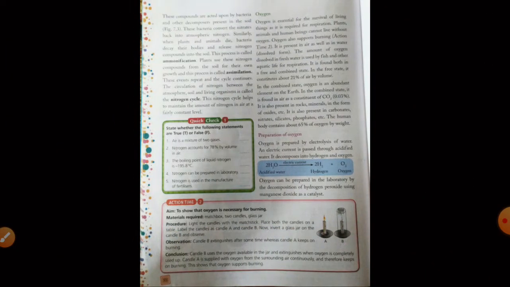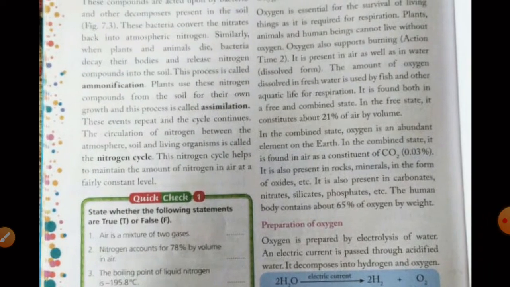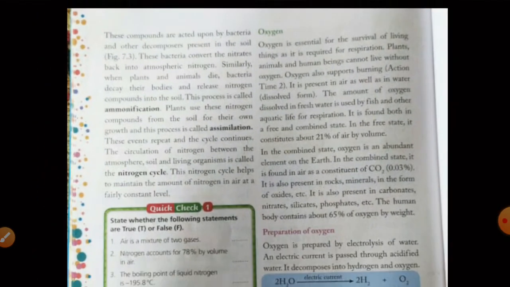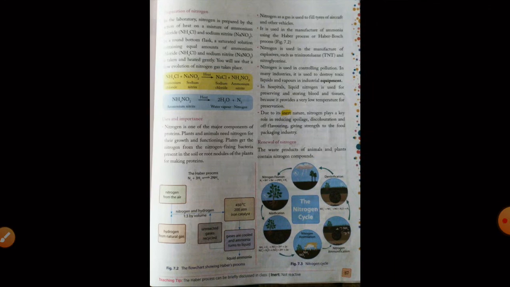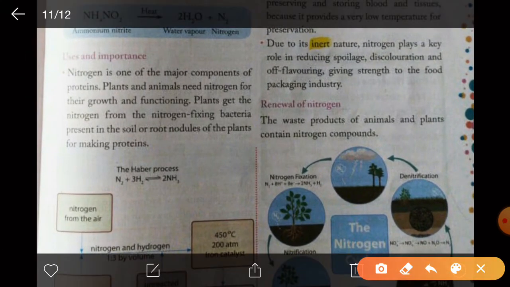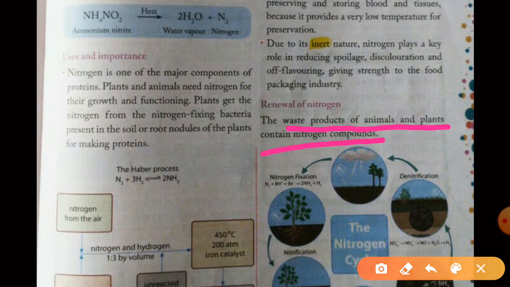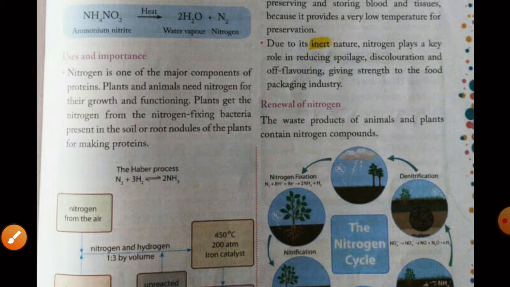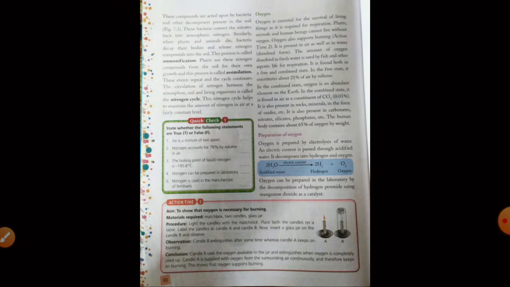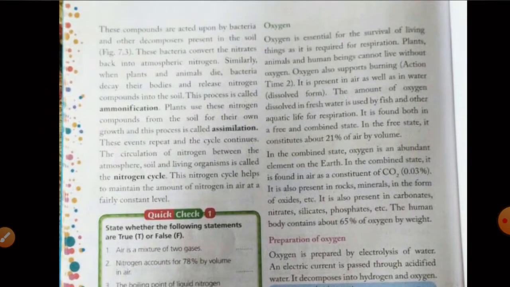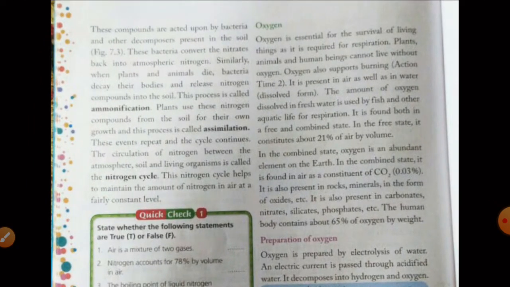So when we are talking about the nitrogen cycle, you can see here the waste product of animals and plants, which contains nitrogen components, is acted upon by the bacteria and other decomposers present in the soil.